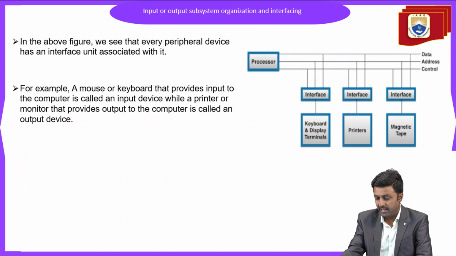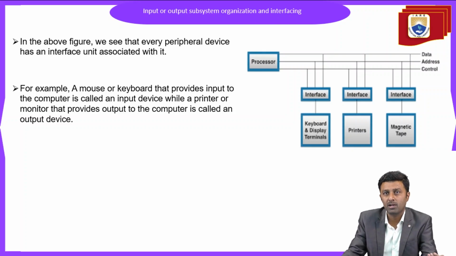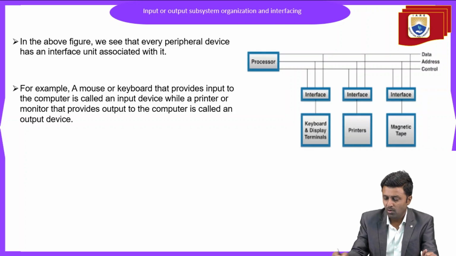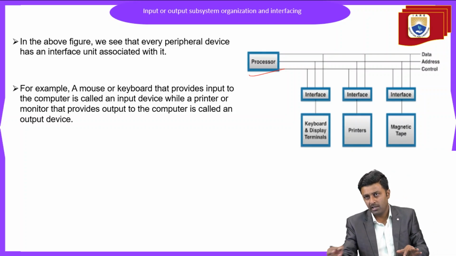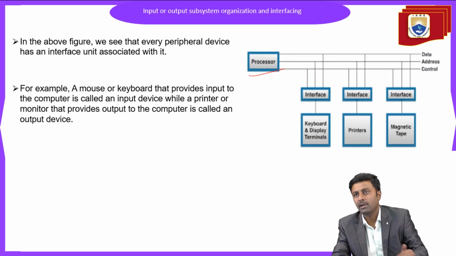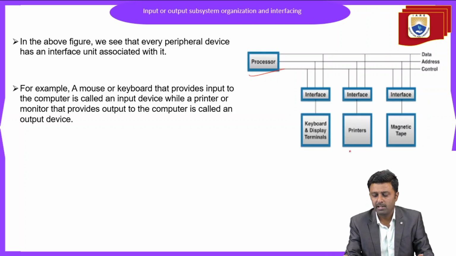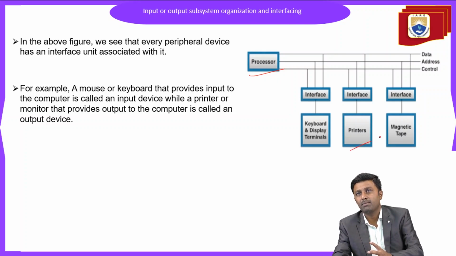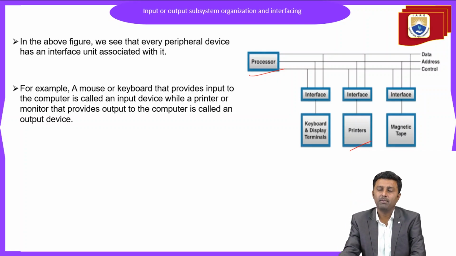In this figure, we can take an example of a mouse, which provides an input to the computer and is called an input device, while the printer or the monitor that provides the output of the computer is called an output device. Here you can take an example of giving the print command from the keyboard, and with the help of the printer, the things will be printed on paper. This is done with the help of an input output interface.